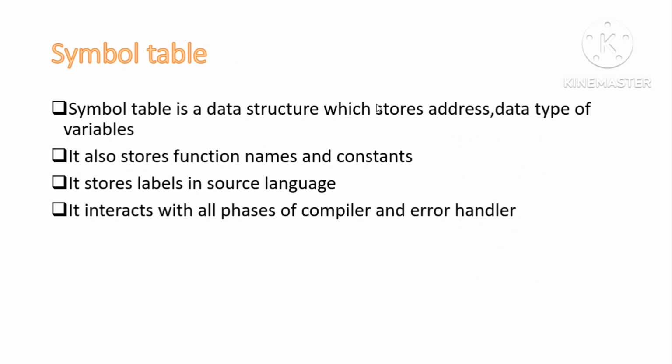So, we are coming to the end of the phases of the compiler here. Symbol table is called as a data structure which maintains the variables, its addresses, its data types, and also the function names, the constants, everything it actually maintains. Now, this is one of the phases which has interactions with all the phases of the compiler, spanning from lexical analysis to the code generation phase. And it also connects with the error handler.